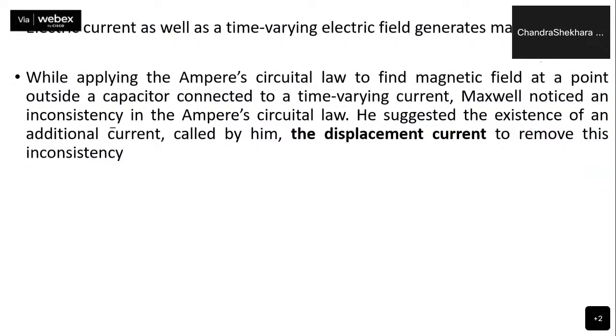Therefore, the fourth equation: while applying the Ampere circular law to find the magnetic field outside the capacitor connected to a time varying current, that I'll explain to you, Maxwell noticed an inconsistency in the Ampere circular law. He suggested the existence of an additional current called by him as displacement current.